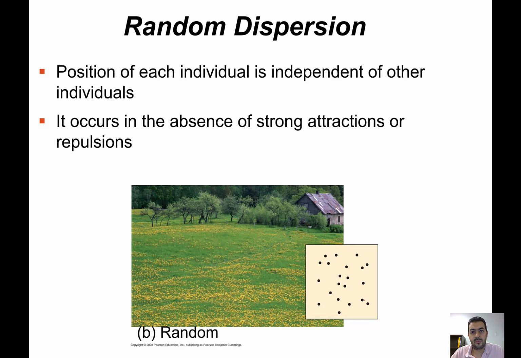The next type of dispersion is the random dispersion. In this case, individuals are positioned independent of one another, so there is no real effect of each individual on the dispersion of the other. This is a type of dispersion we will see when there are no strong attractions or strong repulsions between the individuals. The interactions between them are really negligible.